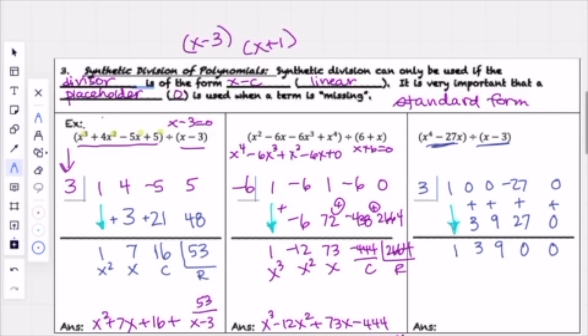All right, and so let's interpret. This is the remainder, the constant, the x term, the x squared term, and the x cubed term. So we have x cubed plus 3x squared plus 9x. And that's all we need to write down because the rest are zeros. Okay, that takes care of synthetic division, and I'll see you next time.